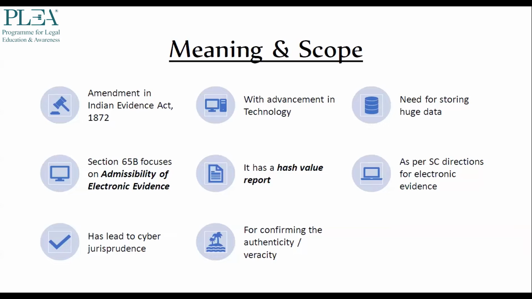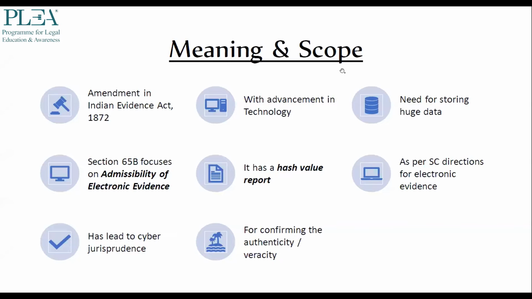And whoever is submitting or producing this type of electronic evidence, the person who is authorizing it or certifying it, we're going to see that later, has to produce a hash value report. It is a very technical term, but there is something called a hash value report, which is submitted along with the electronic evidence to prove its authenticity.